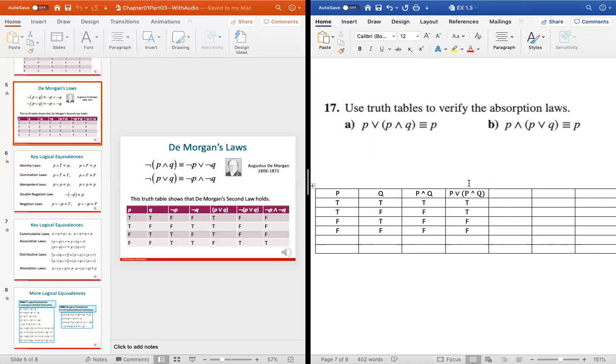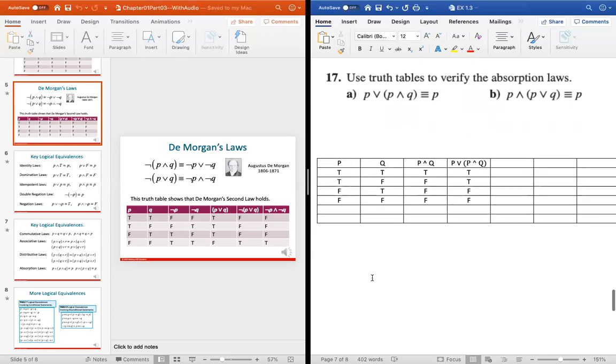And then the resulting truth values here match with the truth values here, right? So because the left hand side truth values matched with the right hand side truth values, we know that these ones are equivalent. So you prove this using the truth table. Okay, let's do one more.